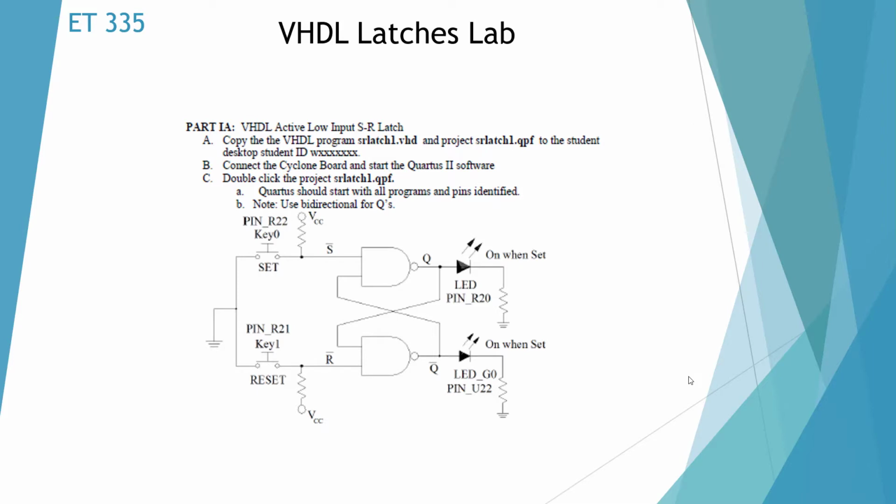This is an active low SR latch with NAND gates, and when we push our Key 0 or Key 1, we're going to put a low in, and it should activate our SR latch. We have a program, SR Latch 1, but we also have SR Latch 1.qpf, which is our project file. If we start with that one, it should preload most of the items that we're going to need for this lab. Okay, this program is going to be based on the logic diagram. So let's go ahead and get started.